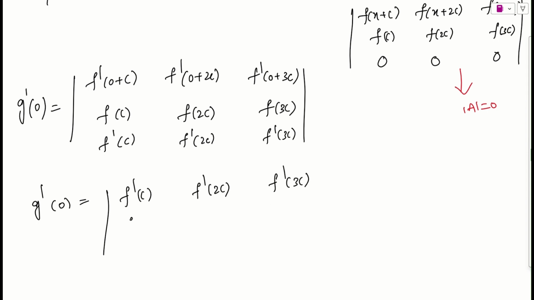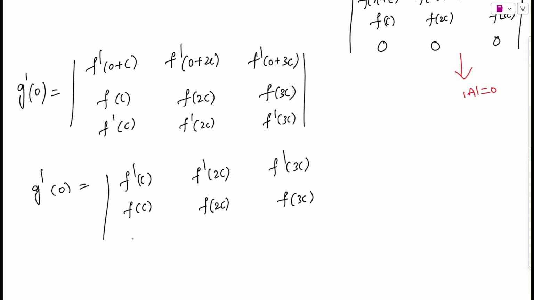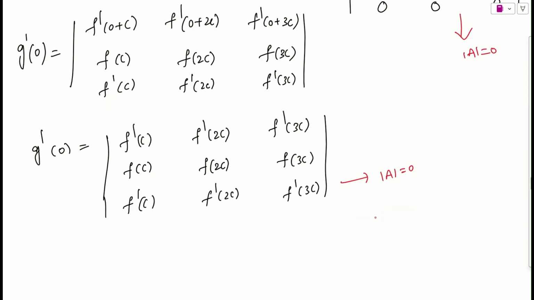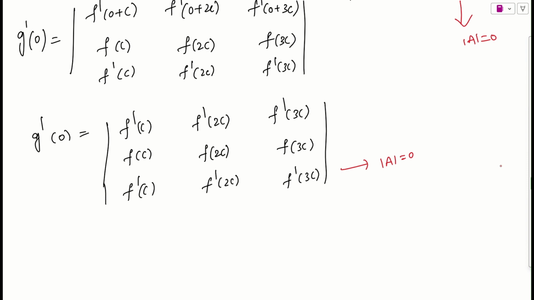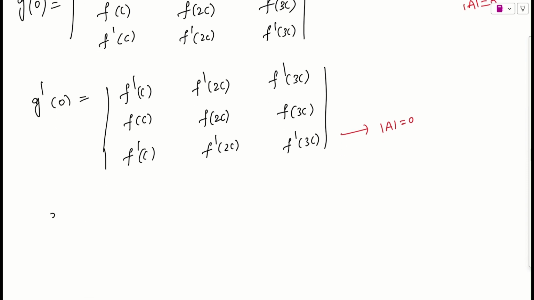What about the next one? That will be f of c. This is f of 2c, and this is f of 3c. Agree? What about this one? This is f dash of c. This is f dash of 2c. This is f dash of 3c. Is it okay? Yes. If you look into this, for any two rows or any two columns that are identical, we can say the determinant value will be what? Equal to 0. Yes, this also is a property of determinants. Is it okay? So from this what we'll be getting? G dash of 0 will be what?